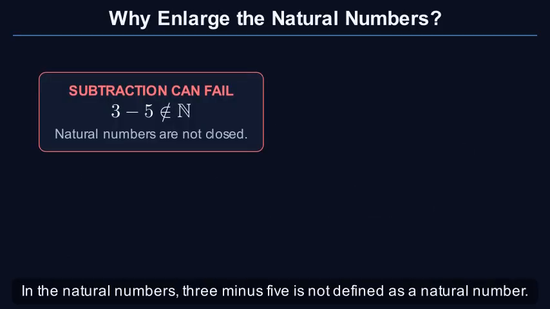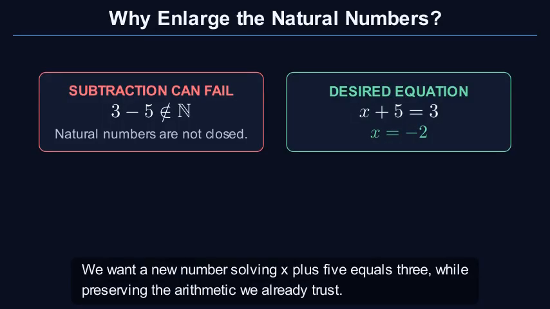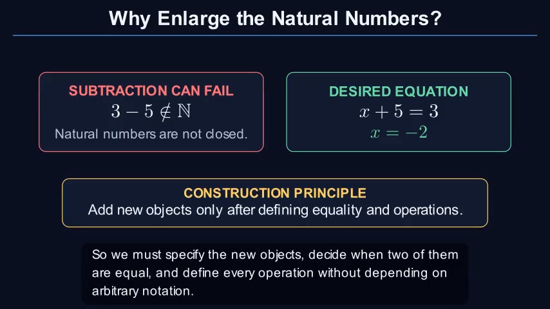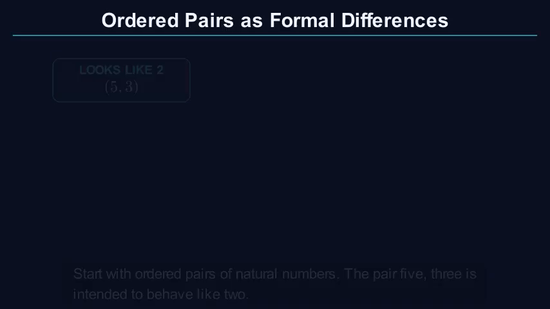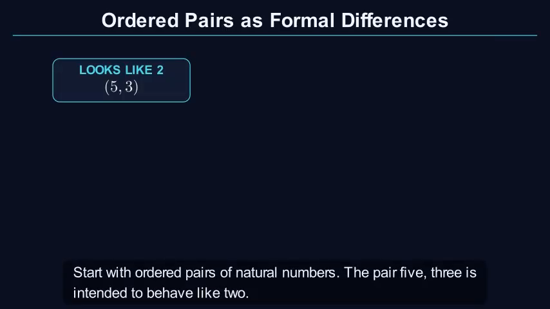In the natural numbers, 3 minus 5 is not defined as a natural number. We want a new number solving x plus 5 equals 3, while preserving the arithmetic we already trust. So we must specify the new objects, decide when two of them are equal, and define every operation without depending on arbitrary notation. Start with ordered pairs of natural numbers.